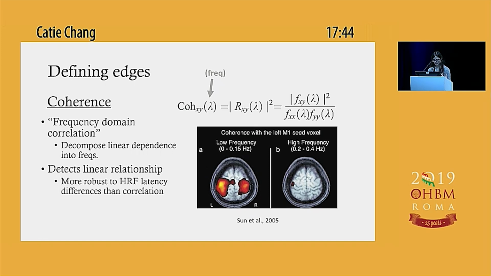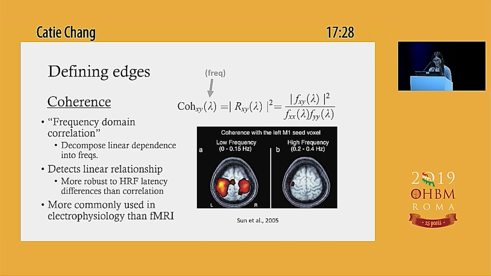And in fact, more generally, if one time series is a filtered version of another time series, then it doesn't affect coherence, but definitely could affect correlation. And this is much more commonly used in electrophysiology than fMRI.